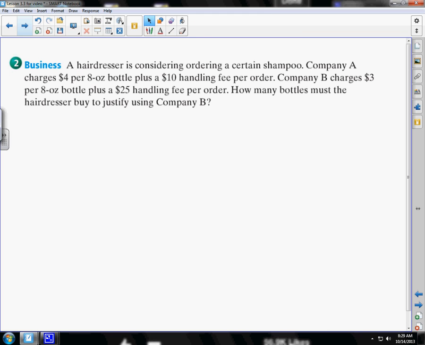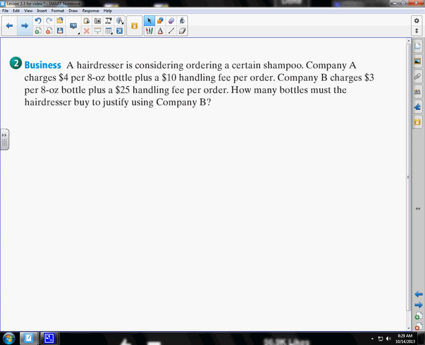All right. A hairdresser is considering ordering a certain shampoo. Company A charges $4 per 8-ounce bottle plus a $10 handling fee per order. Company B charges $3 per 8-ounce bottle plus a $25 handling fee per order. How many bottles must the hairdresser buy to justify using Company B?